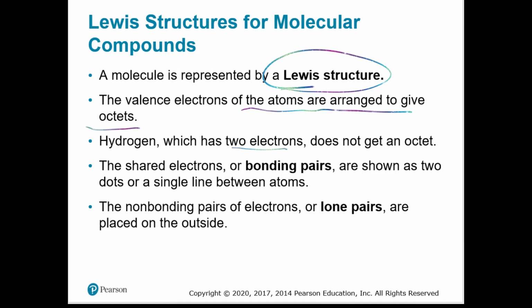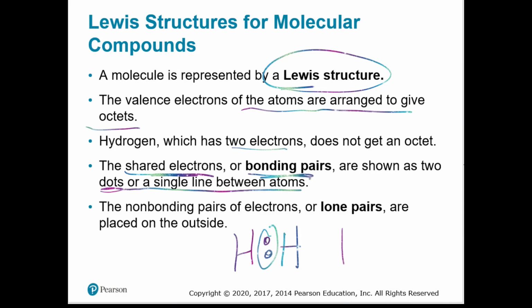The shared electrons, or bonding pairs, are shown as 2 dots, or a single line between atoms. So we can show that even though we started off with those 2 dots, 2 electrons, the shared electrons, or bonding pairs, we can show like this as well. A single line showing that bond. The non-bonding pairs of electrons, or lone pairs, are just placed on the outside.